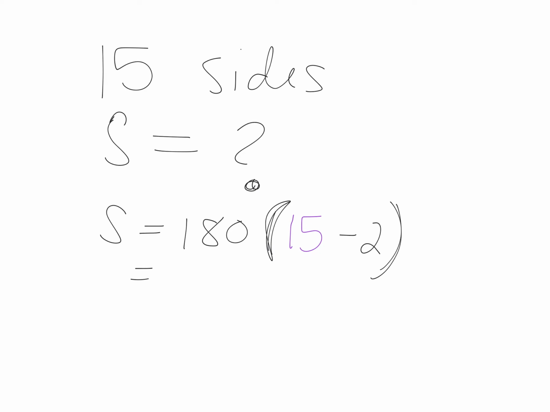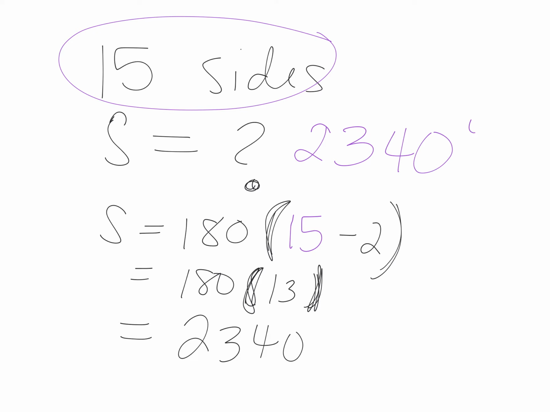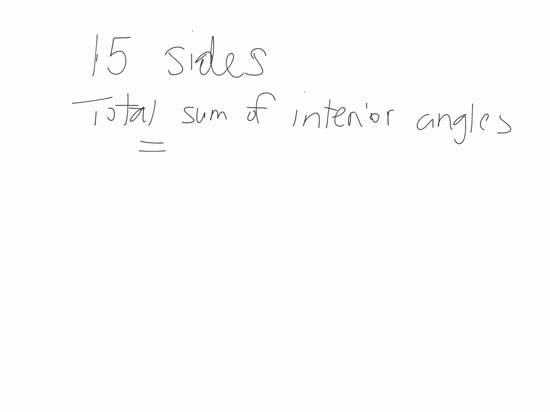So we have to do brackets first. What's 15 take away 2? 13. That's brackets. So 180 times 13 equals? 2,340. Good. So if the shape has 15 sides, the sum of the interior angles, the angles inside that shape, will always add up to 2,340 degrees.